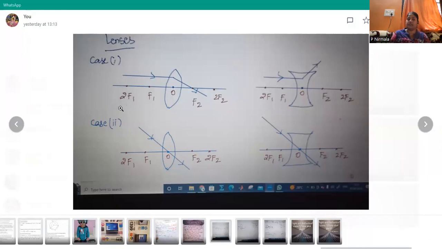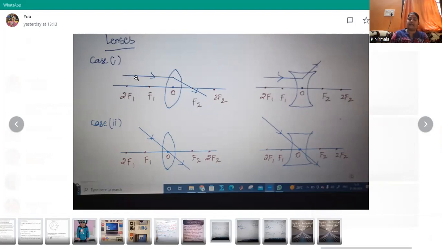Now look here, children. Lenses I have written here: this is concave lens, this is convex lens. In case one, the middle line passing through the optical center is called the principal axis, similar to the mirror. There, in the mirror, the line passing through the center and the pole is called the principal axis. Here the line passing through the optical center is called the principal axis. On this principal axis, on the left side we have one center of curvature and on the right side another center of curvature and focal length. For our purpose, F1 and 2F1, where 2F1 means center of curvature. Here 2F2 is center of curvature and F2 is the focal length.